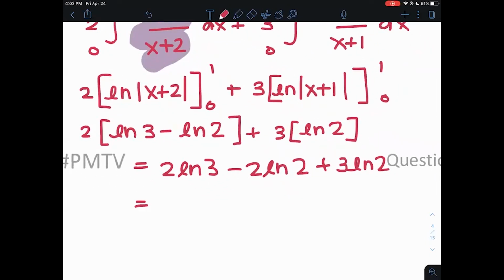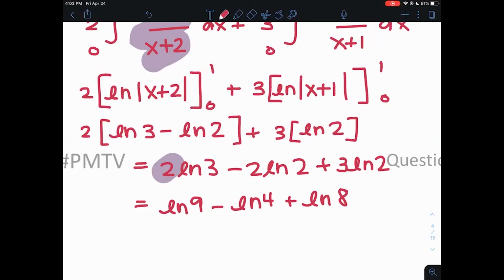Now, natural log properties, when we have this constant or this coefficient out in the front of our natural log term, we know that that works as an exponent. So this is the natural log of 3 squared, so the natural log of 9, minus the natural log of 2 squared, so the natural log of 4, plus the natural log of 2 cubed, so the natural log of 8.